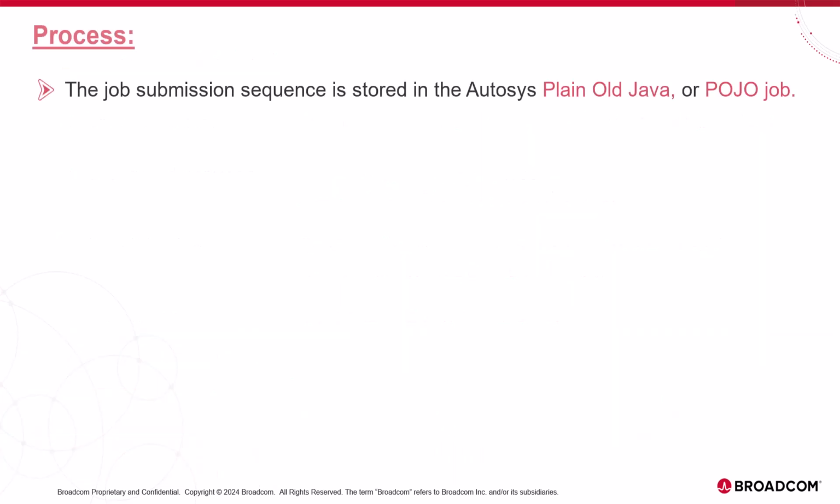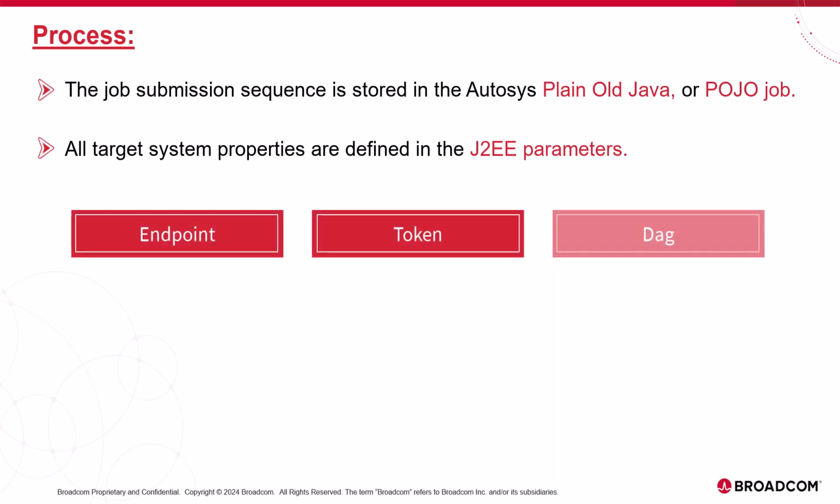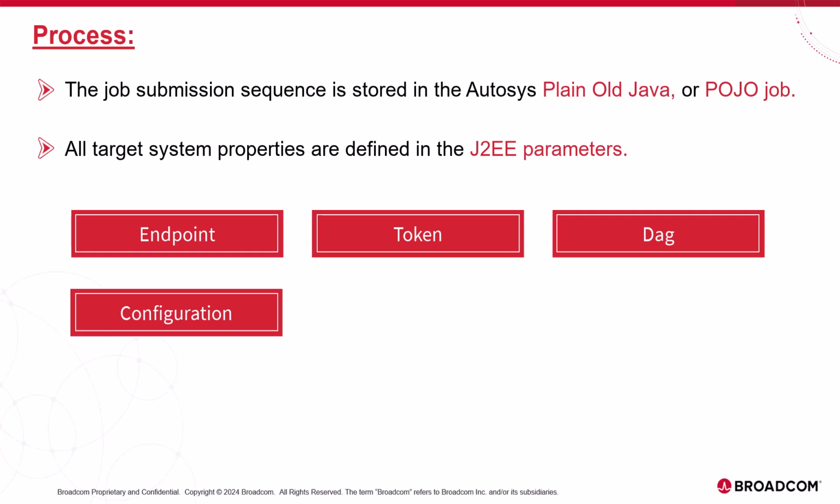The job submission sequence is relatively simple because all job definition properties are stored in the AutoSys plain old Java, or POJO, job. All the target system properties, including the endpoint, token, DAG, configuration, and other parameters, are defined in the J2EE parameters. These parameters may vary depending on the authentication method used.